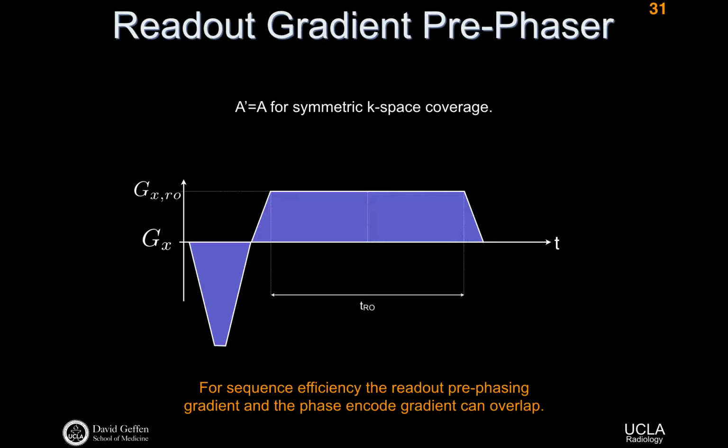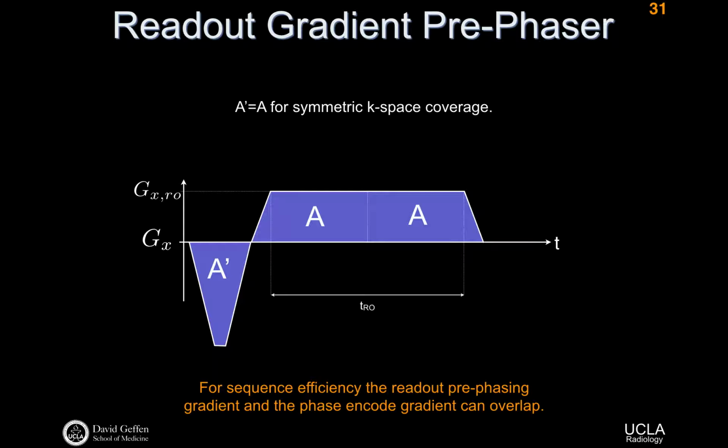But we also know we have to do the readout pre-phaser. And so the readout pre-phaser, again, the area here just has to match half the area of this gradient plateau here. You would typically want to design this to be as short as possible by using something close to your maximum gradient strength. But you still can't exceed your slew rate, so there are some constraints on what that can end up looking like.